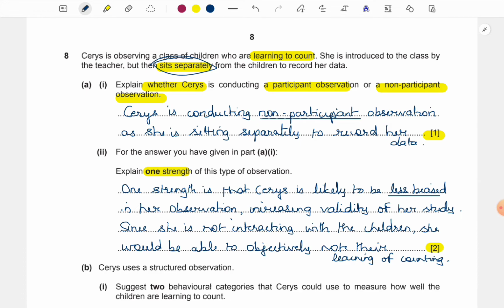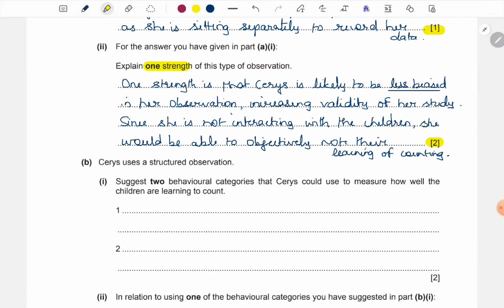Next is TLJ uses a structured observation, suggest two behavioral categories that TLJ could use to measure how well the children are learning to count. Behavioral categories are not the same as behaviors themselves, that is one. So when you learn structured observation, you must have learned that there is a checklist that the researcher prepares in advance and according to which the observation is performed. Within the checklist there are behavioral categories, and within those categories are several behaviors which are listed down. Like we've seen in the Bandura study, that is the best example.